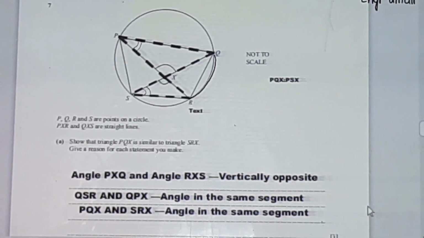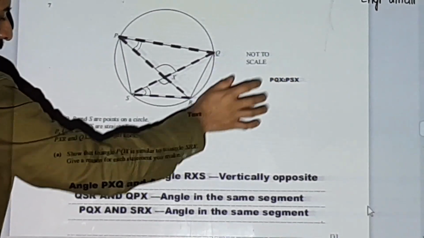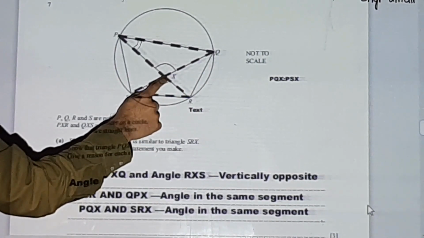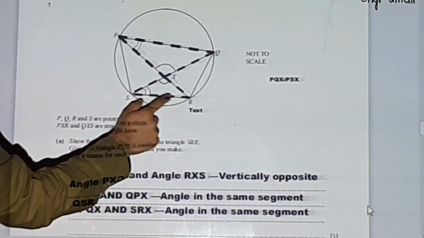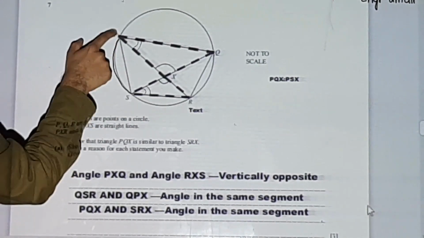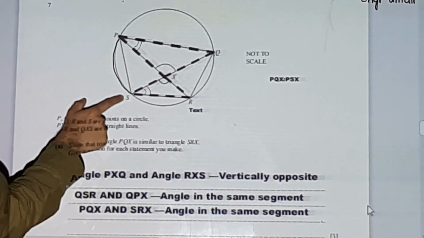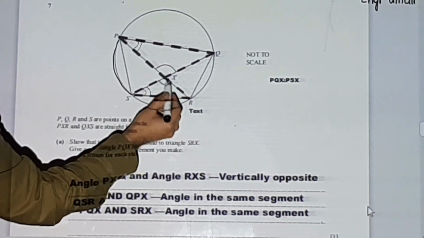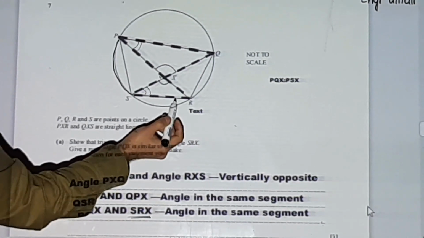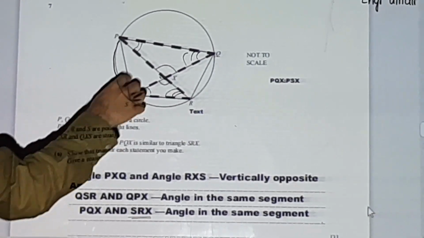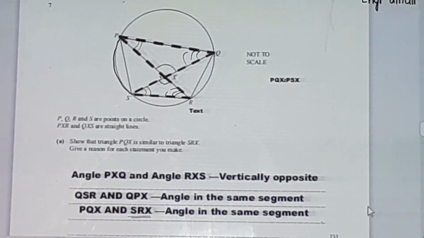And the third one is angle PQX and angle SRX. Now these both are again angles in the same segment formed by arc PS. That is, from PS, PQX is being formed, and from the same arc PRS, SRX is being formed. So they are angles in the same segment, hence these two triangles are similar.